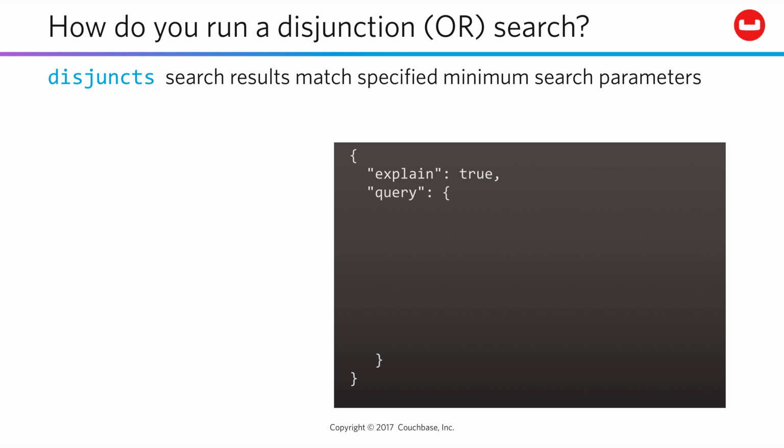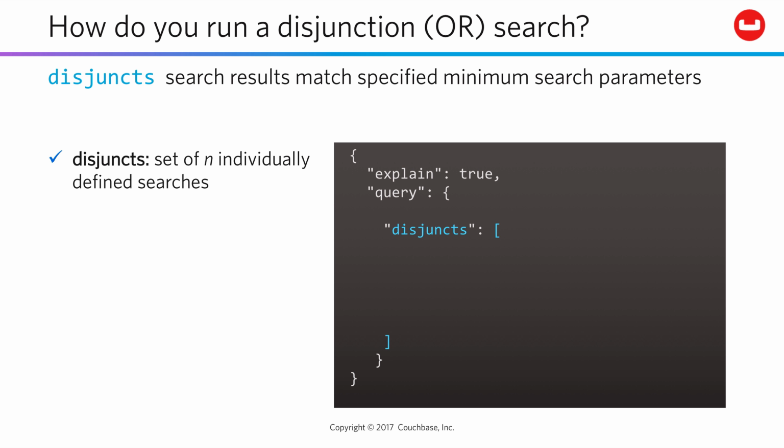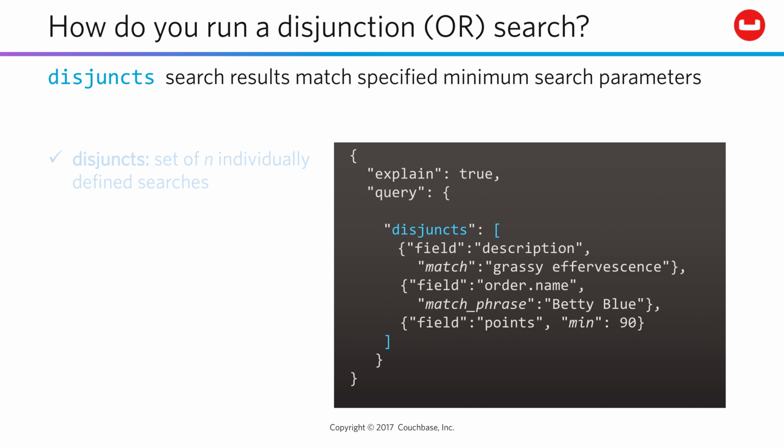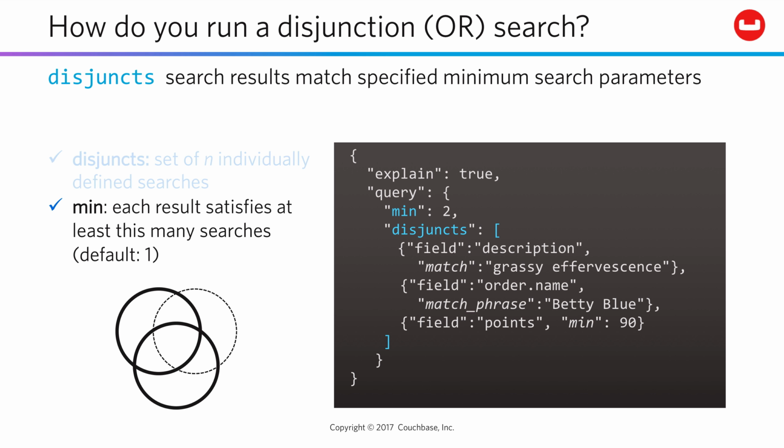The syntax for a disjunction query is the same. You assign one or more individual queries to an array as a set assigned to the disjuncts keyword in your query. You may also add a min attribute to set the minimum number of queries in the set which must be satisfied by each result. The default is 1 if you don't otherwise specify. Your results will be those terms which satisfy the minimum number of queries in the set, 1 or the next, though each term may satisfy different queries to reach that minimum.